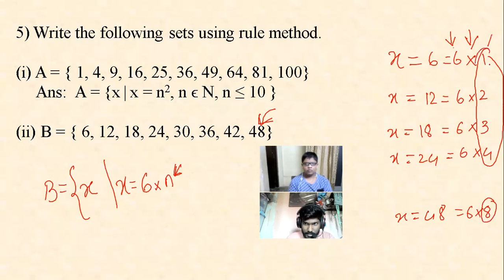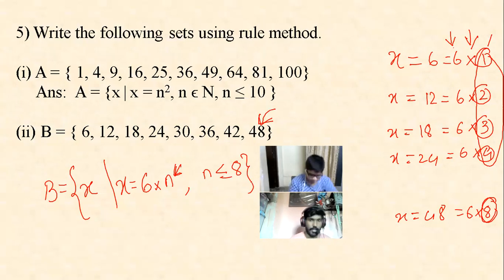So what should the last value of n be? The first value of n is 1. Second value is 2, 3, 4 and all. So what's the last value? 8. So there has to be some condition on n. What should that condition be? n is lesser than or equal to 8. Correct. Have you understood this? Yes, sir. Write it down. One more thing I forgot. You write here n is natural number. n is natural. Okay.